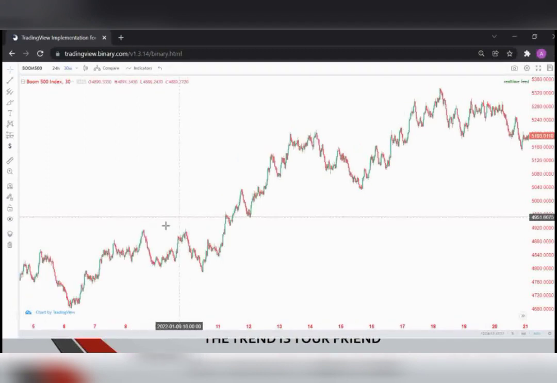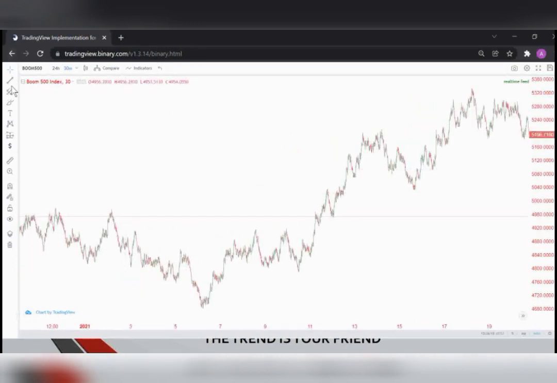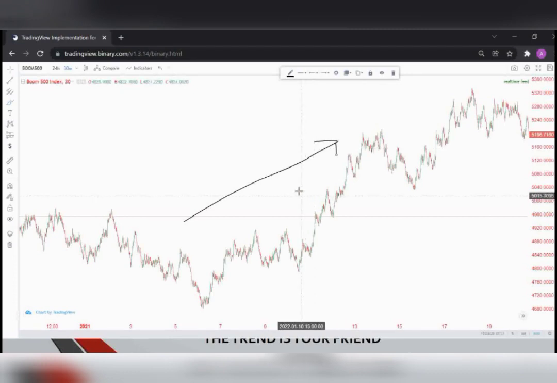I'm gonna show you this on the chart now. Now, guys, this is Boom 500, the 30 minutes time frame. Currently on the screen, you can see that the market is on an uptrend. You can see it's trending up, guys. On an uptrend like this, what you need to look for are buying opportunities.